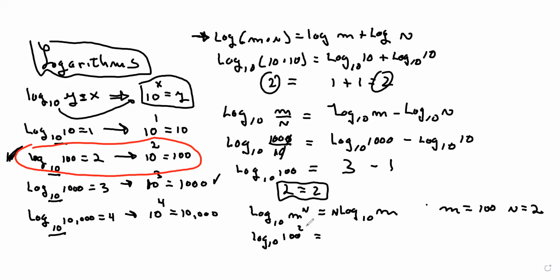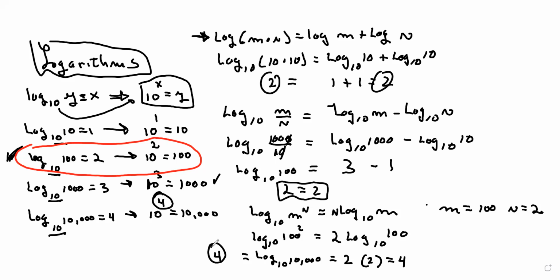So this is going to be 2 times logarithm base 10 of m, which is 100. And in this case, it's going to be the logarithm base 10 of 10,000, because if you square the 100, you get 10,000. And this is a 2, and logarithm base 10 of 100, we know it's 2. So this is going to throw you a 4. And over here, we already have it, it's right here. It's a 4. So 4 is equal to 4.